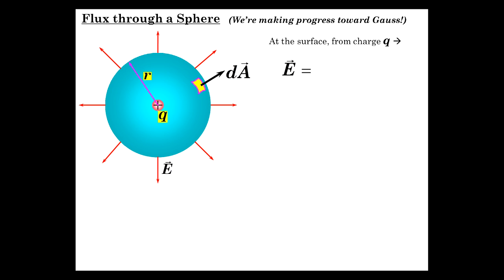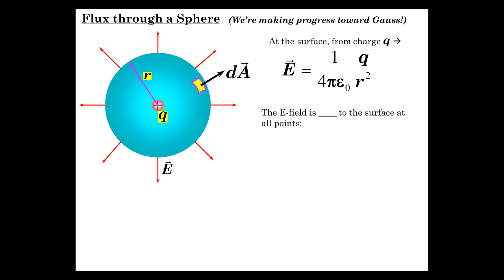At the surface from charge q, the electric field size is kq over r squared, as we've already learned. That's just simply the electric field from a point charge at radius r. There it is, kq over r squared.